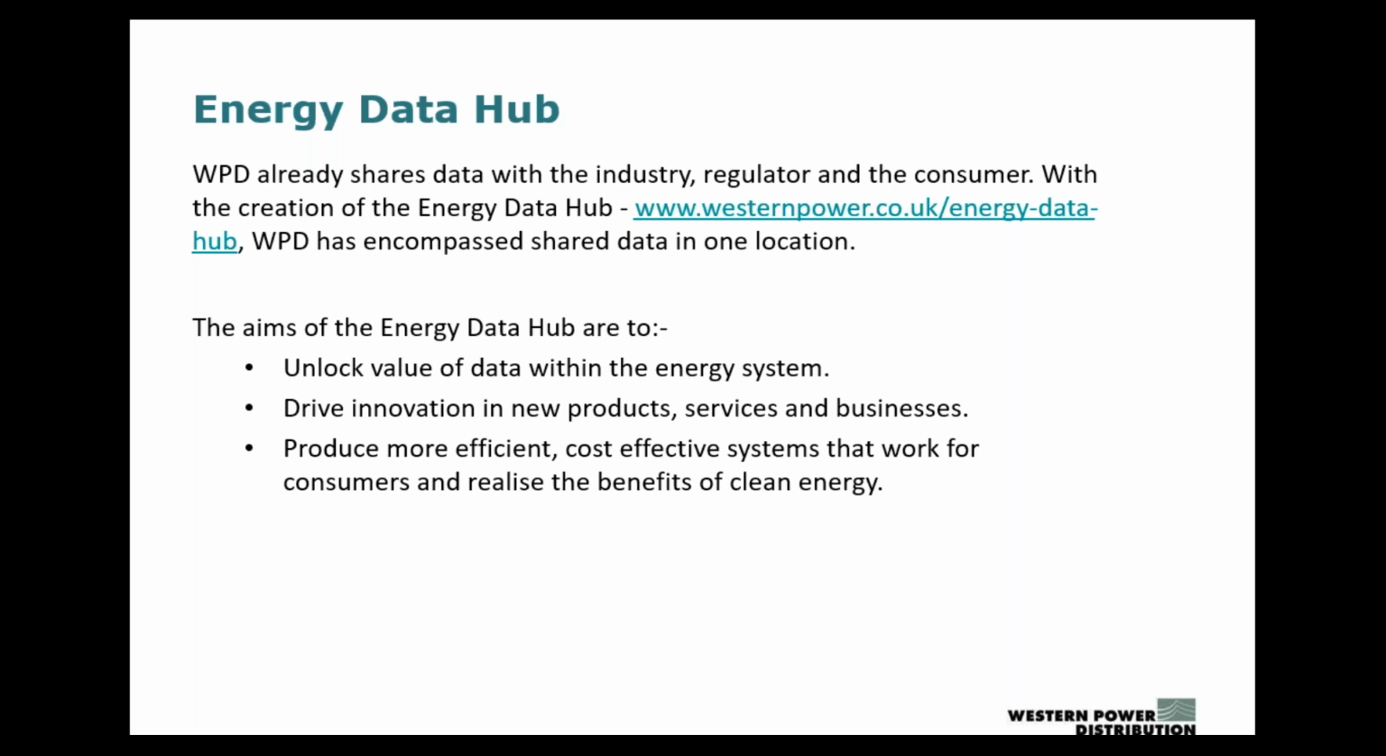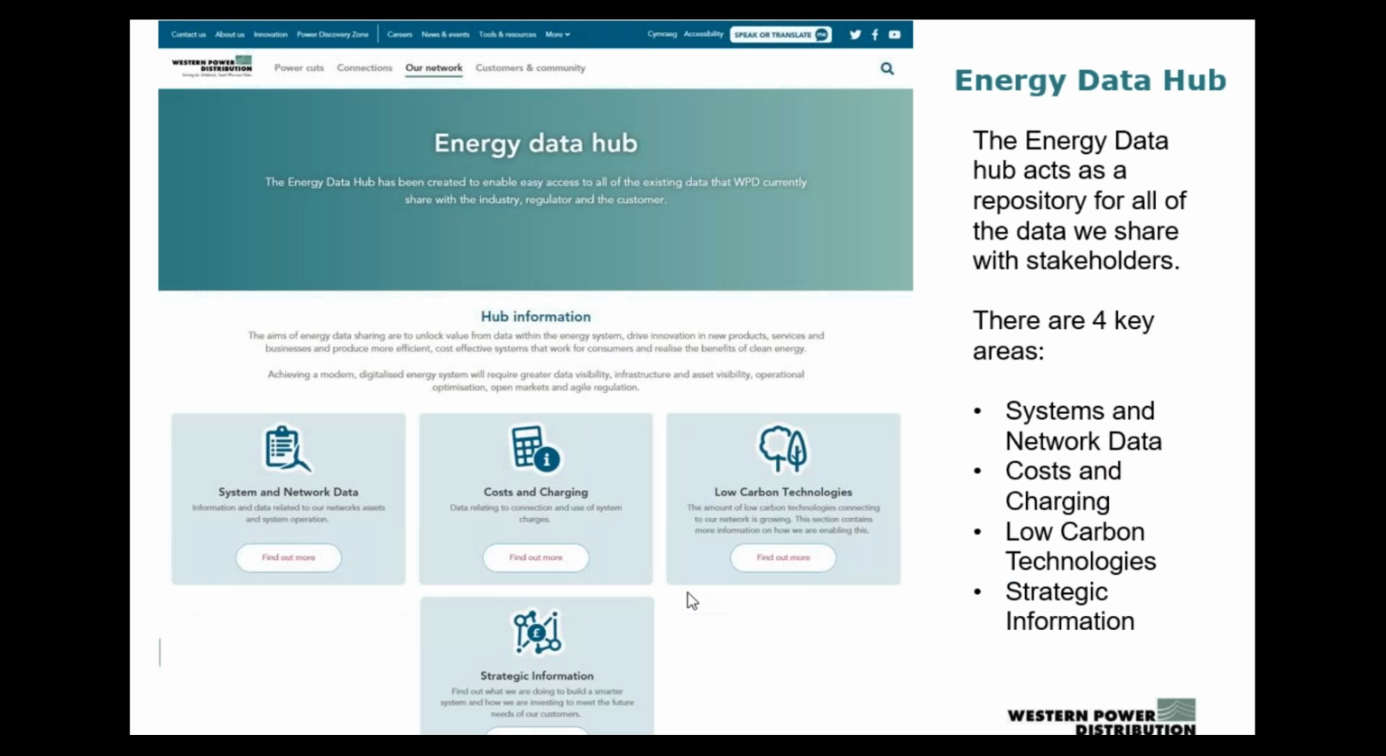Good afternoon. WPD already shares data with the industry, the regulator and the consumer. With the creation of the Energy Data Hub, WPD has encompassed shared data in one location. The aims of the Energy Data Hub are to unlock value of data within the energy system, drive innovation in new products, services and businesses, and produce more efficient, cost-effective systems that work for the consumers and realise the benefits of clean energy. The Energy Data Hub acts as a repository for all of the data that we share with stakeholders. Within the hub, there are 4 key areas where data information can be found: systems and network data, cost and charging, low-carbon technologies, and strategic information.